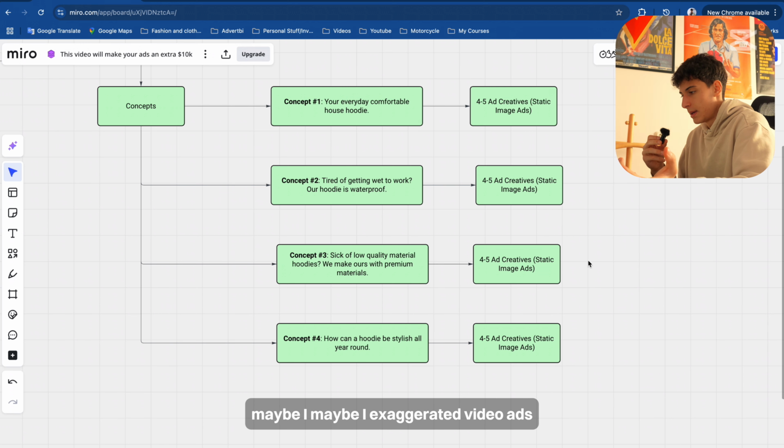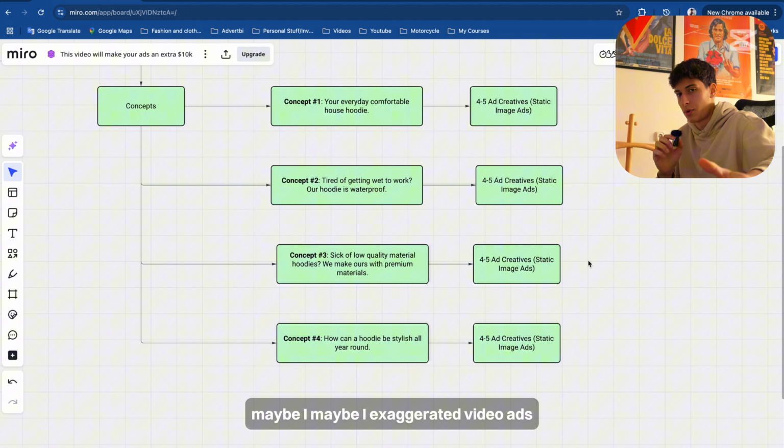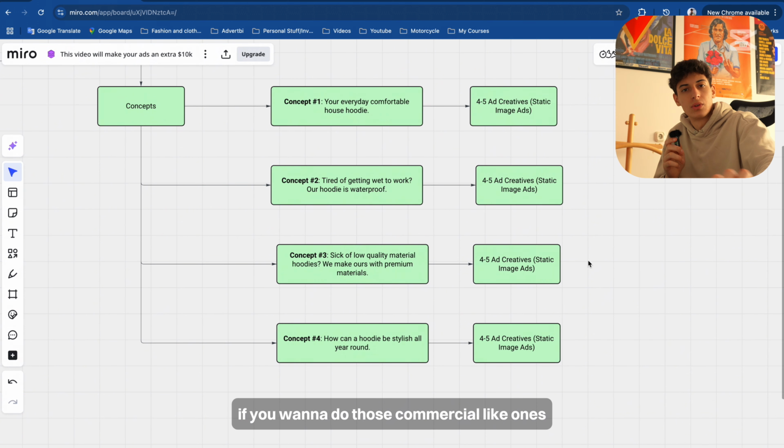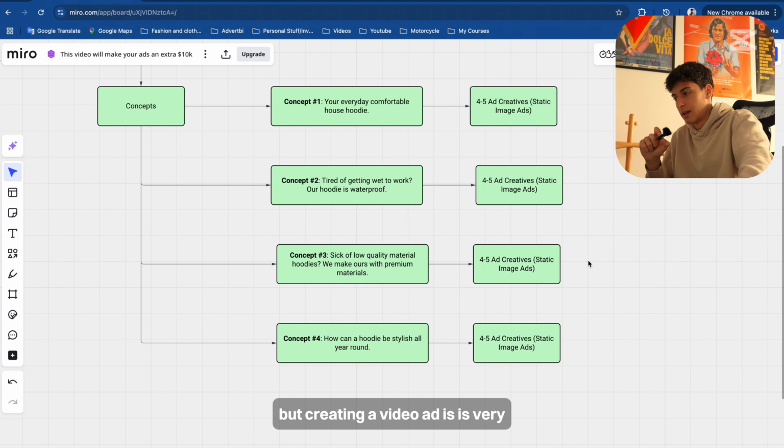Now, of course, maybe I exaggerated. Video ads, they are not necessarily expensive. Yes, if you want to do those commercial like ones, those are going to cost thousands of dollars, but creating a video ad is very, very simple actually.